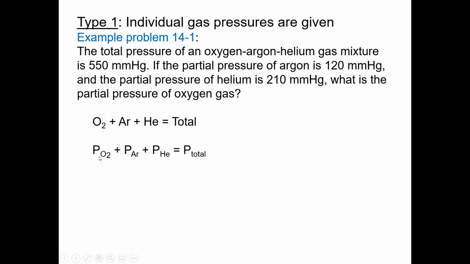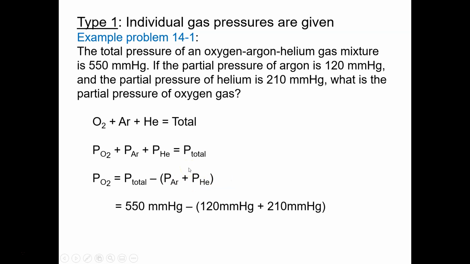Now, because of Dalton's law of partial pressures, I know that the pressure of O2 plus the pressure of argon plus the pressure of helium equals the total pressure, and I have already been given the total pressure. So all that's left is to rearrange this equation a little bit and plug in the numbers. I'm going to rearrange the equation to solve for the pressure of O2 because that's what they're asking. That becomes the total pressure minus the pressure of argon and the pressure of helium. When you plug in your numbers, you should get this answer, and I'm going to box that because that's my final answer.